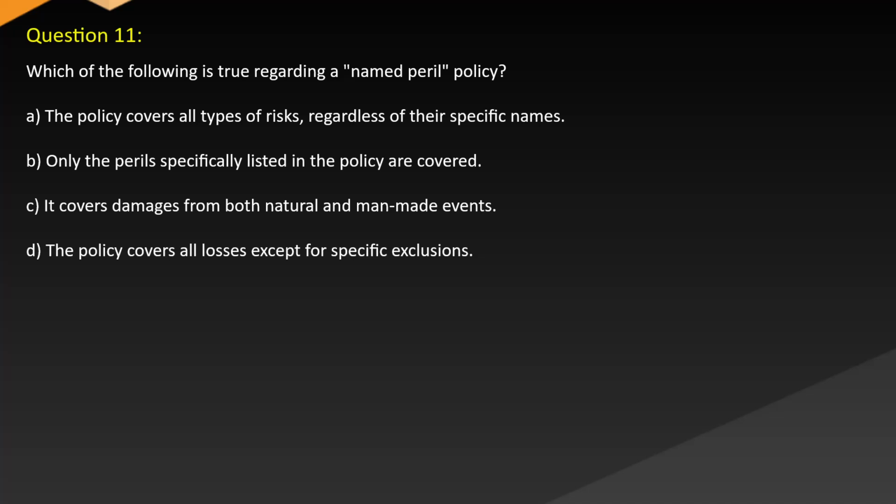Which of the following is true regarding a named peril policy? A. The policy covers all types of risks, regardless of their specific names. B. Only the perils specifically listed in the policy are covered. C. It covers damages from both natural and man-made events. D. The policy covers all losses except for specific exclusions.